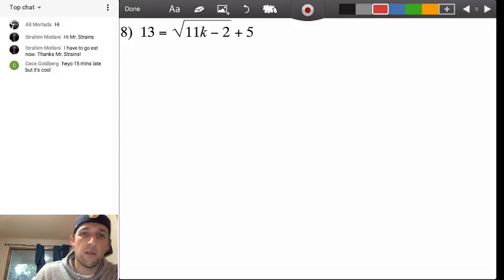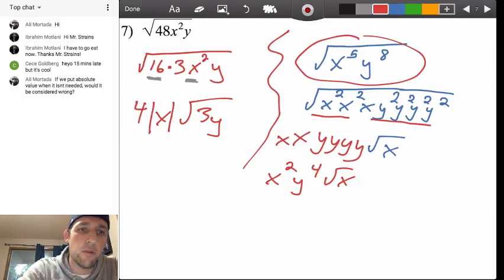Last one is solving for x, or in this case, apparently a k, because why not? Ali asked a good question that I'll actually stop on and do right away here. He said, if you put absolute value when it isn't needed, would it be considered wrong?